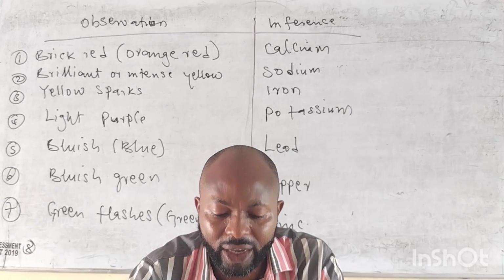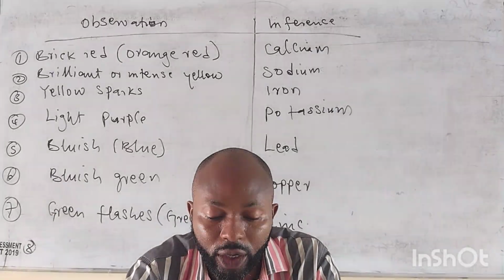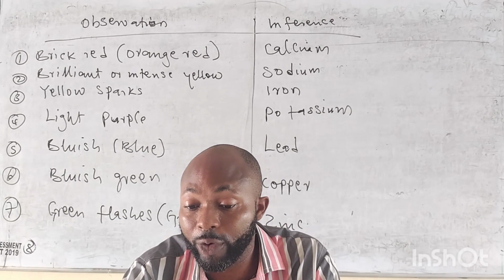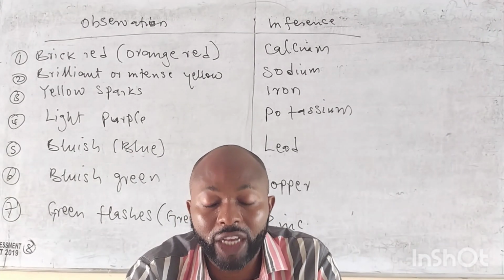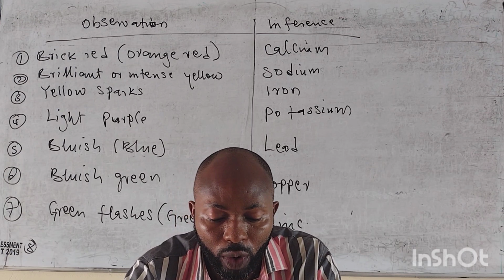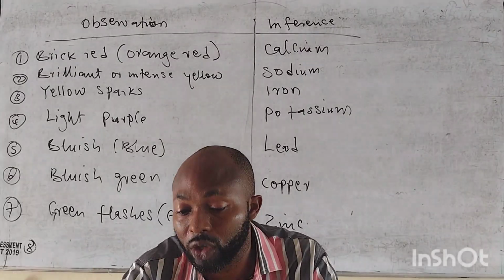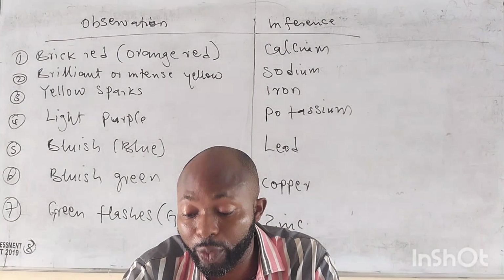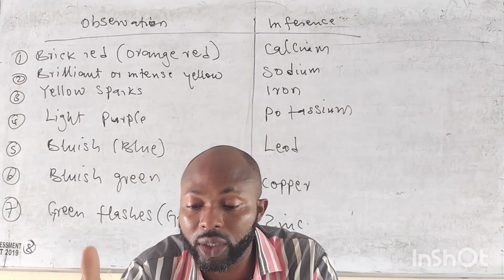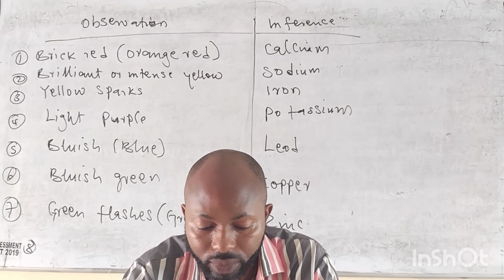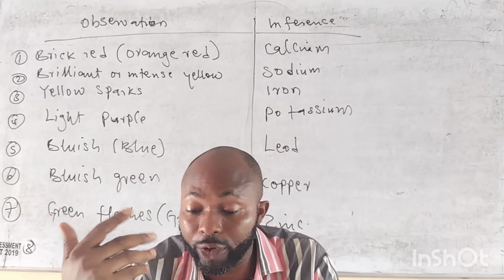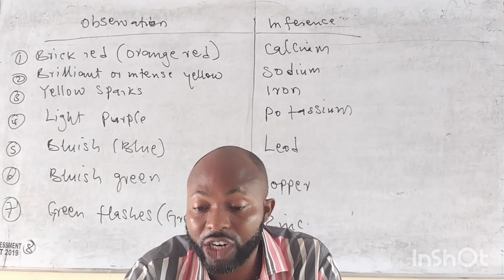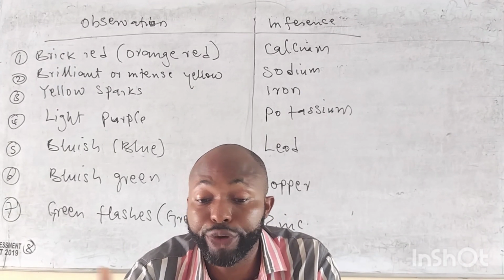We have exercises here. They say we should carry out the flame test of the following: copper salt, like copper sulfate or copper chloride. You know that we are testing for copper here, and what will copper give you? You know that it is bluish green. When we have sodium salt, such as sodium chloride or sodium sulfate, we're testing for sodium, which is brilliant or intense yellow. We have potassium salt, potassium sulfate or potassium nitrate, all right? We are testing for what? The potassium present, which is light purple. Lead salt, we are testing for lead, such as lead chloride, lead sulfate, which is bluish, that is blue. Calcium is brick red or orange red.